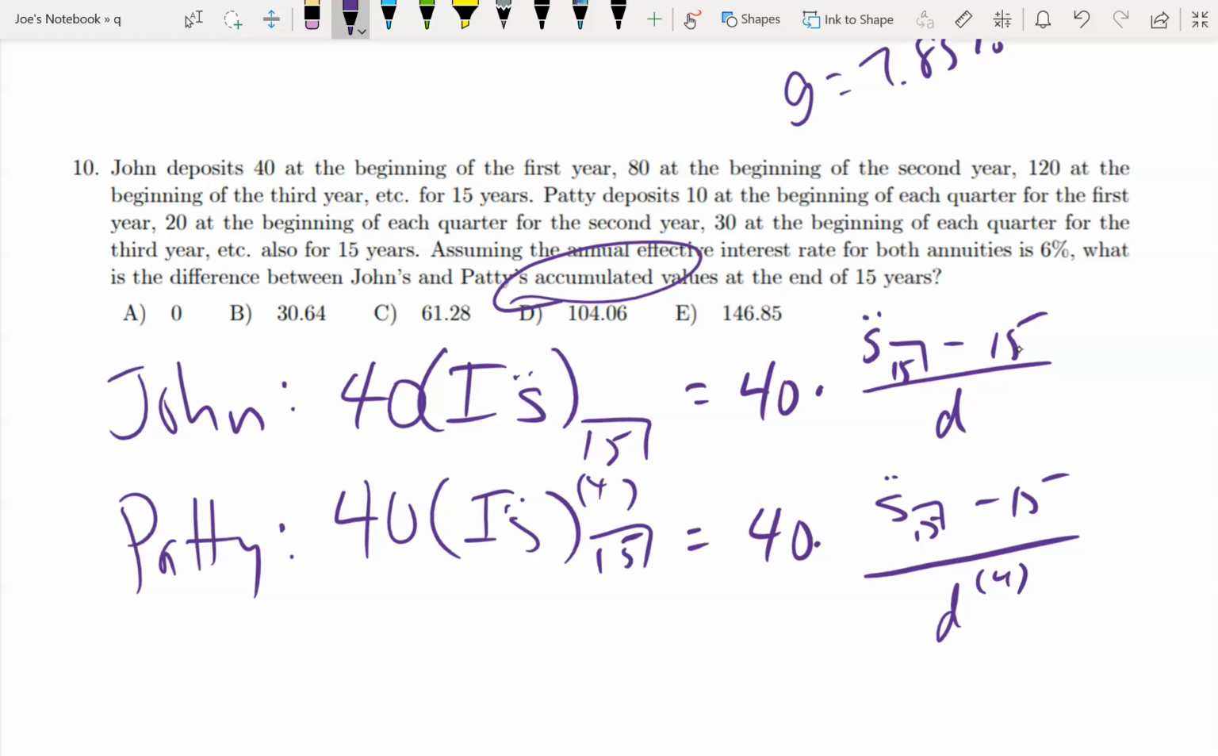So the difference is going to be your denominator here. So you have to calculate d off of the 6%, but that's not too bad because this is just going to be 0.06 over 1.06 for that one. This one, you actually have to convert your interest rate to a nominal and then convert it to a nominal discount. Either way, you end up with a difference of, was it 146?